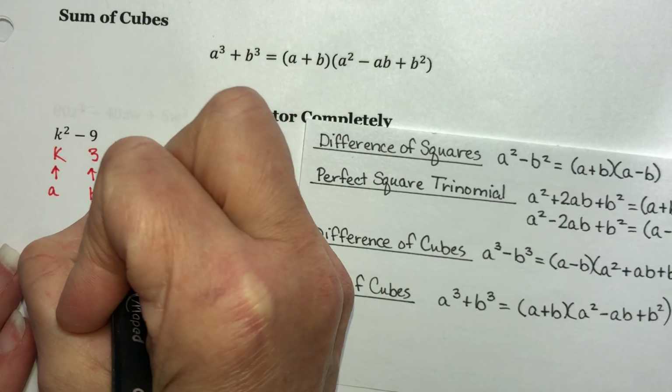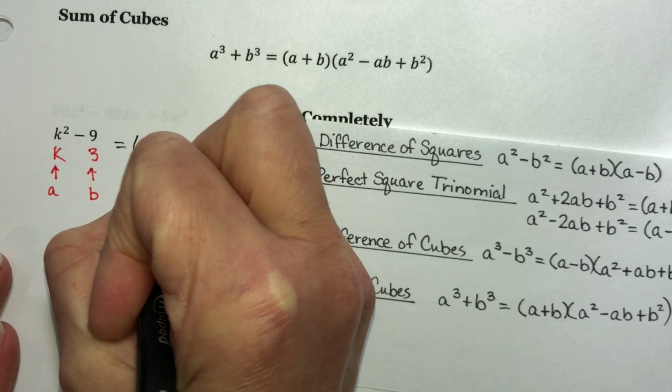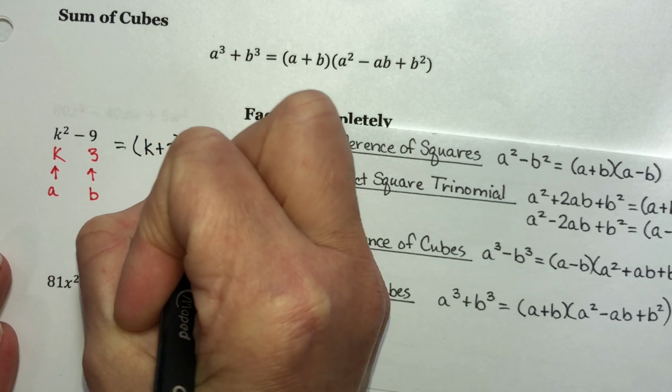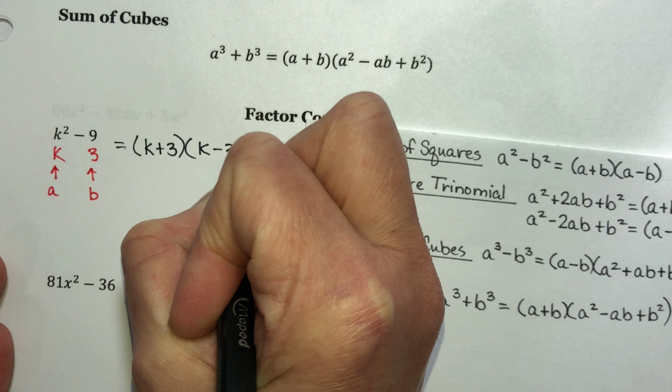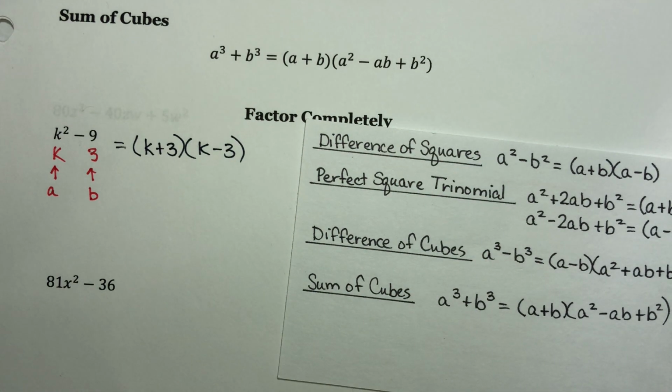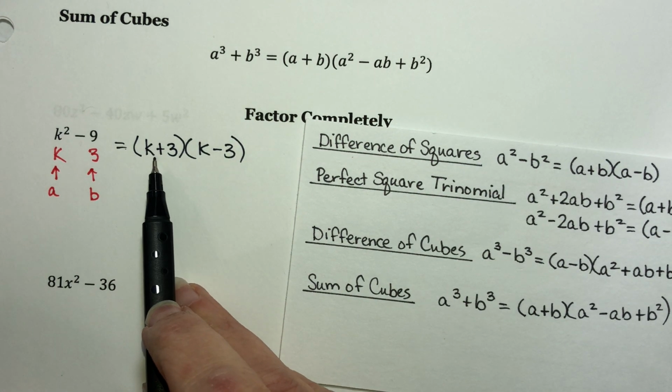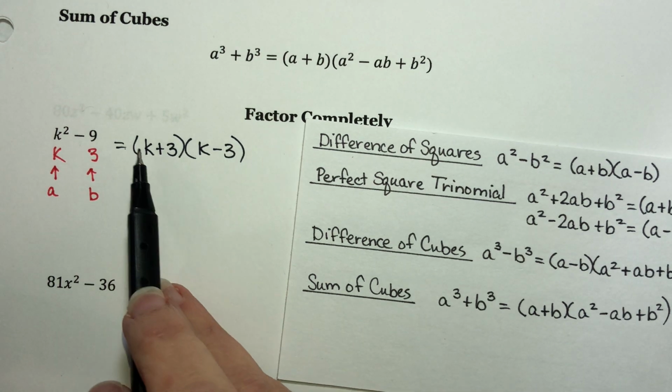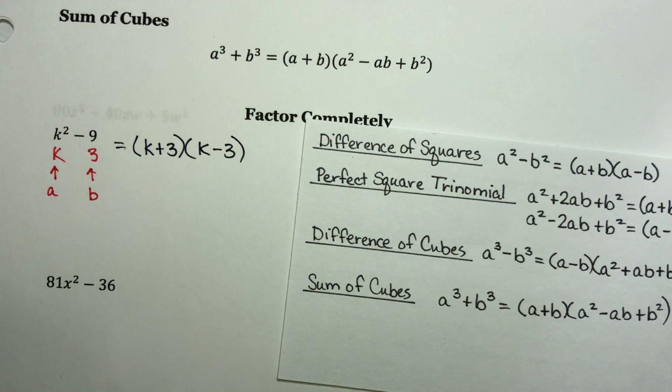So this factors as k plus 3, k minus 3. It's my own personal habit to write the plus first, but you could do k minus 3 times k plus 3, and it's the same thing.